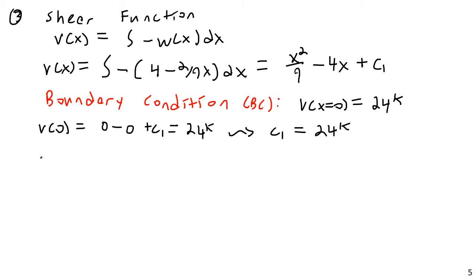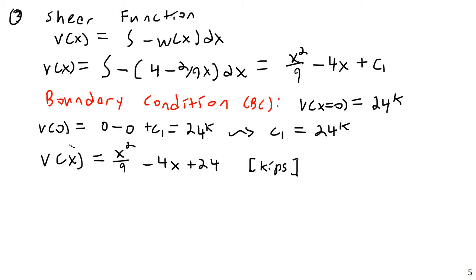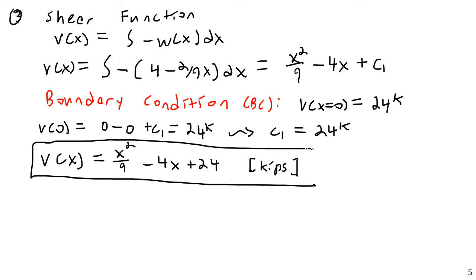Not too bad. So now we know that shear as a function of x for this beam is equal to x squared over 9 minus 4x plus 24, and this would be in kips. Okay, so next, what's my next step? Get the moment. I have the shear function. Now I want to get the moment, so I want to get the moment function.